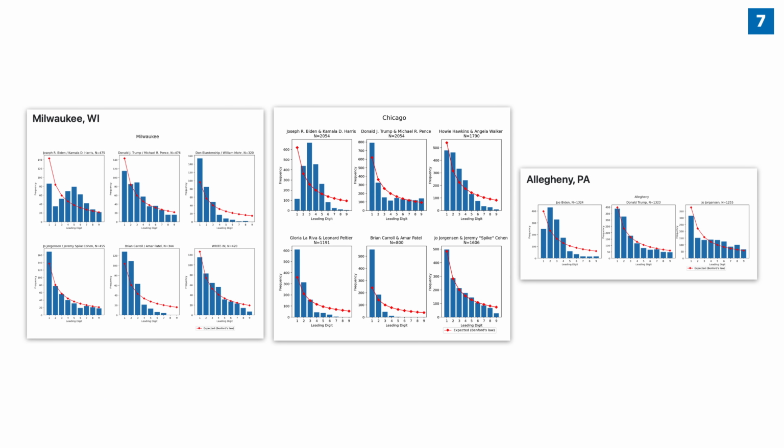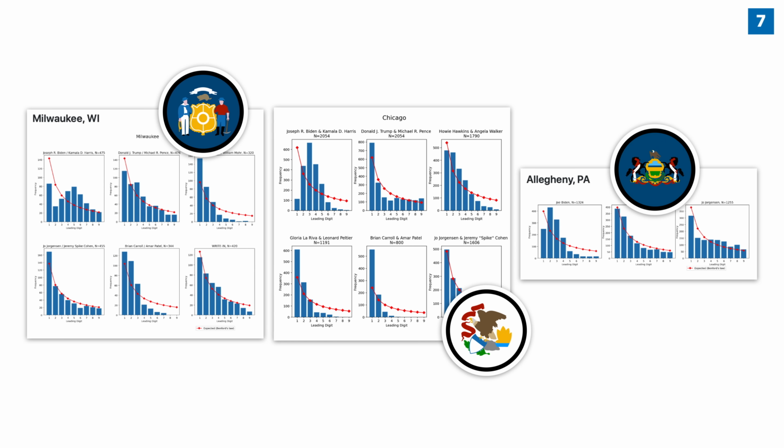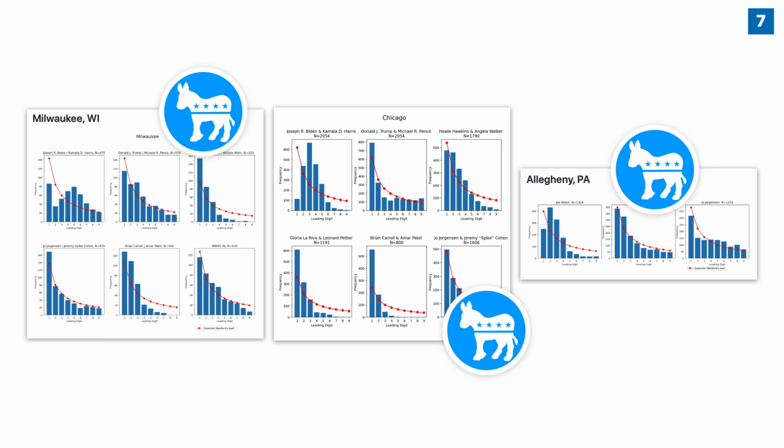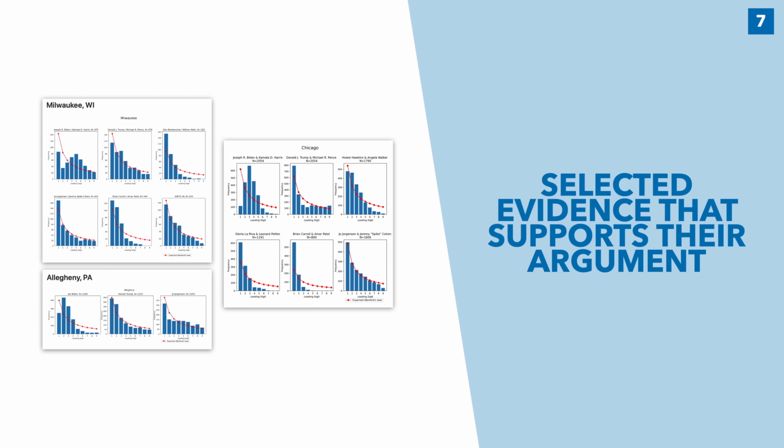First of all, the research only analyses big cities and city counties, such as Chicago, Milwaukee, and others, where Biden naturally would do better than Trump. So immediately there's skepticism that these locations have been cherry-picked to prove a point.